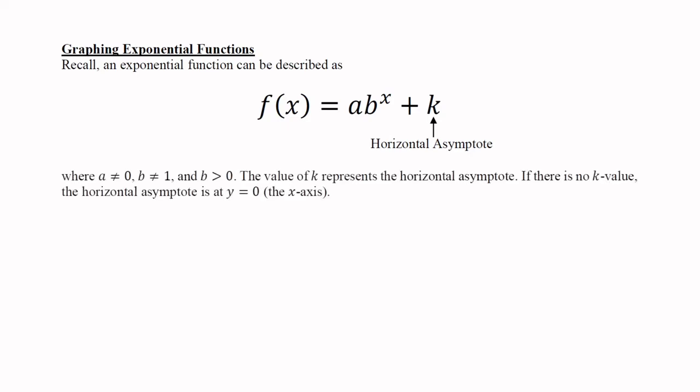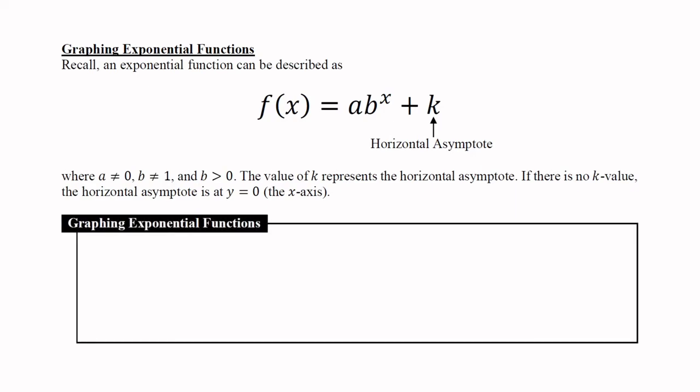Recall an exponential function can be described as ab to the x, but we're going to add a value to the end of this, which is your plus k. If you add or subtract a value on the end of the form ab to the x, then you are going to have a horizontal asymptote that is not 0. If you don't have a plus k value on the end, your horizontal asymptote would be 0. But if you do have a value, that is the value of your horizontal asymptote.